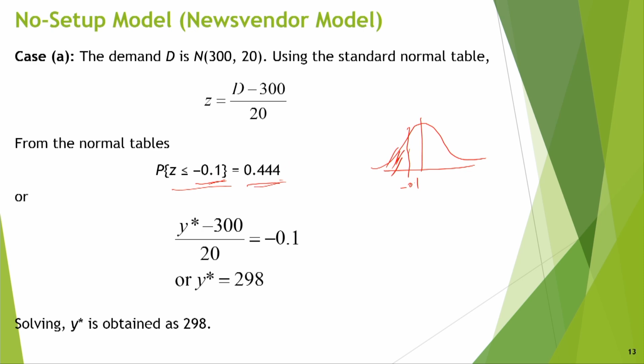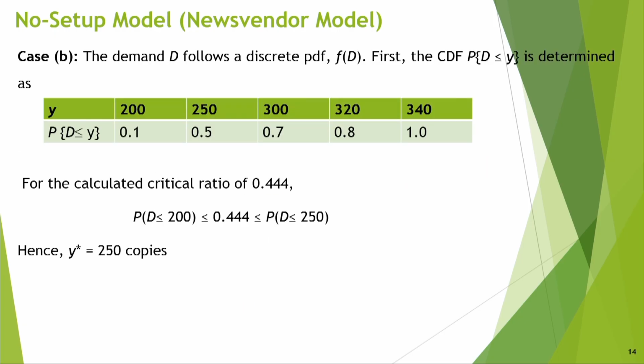Then (y star minus 300) by 20 is equal to minus 0.1. Okay, because you have to denormalize now. So, solving, y star is obtained as 298. Okay, that is the answer.